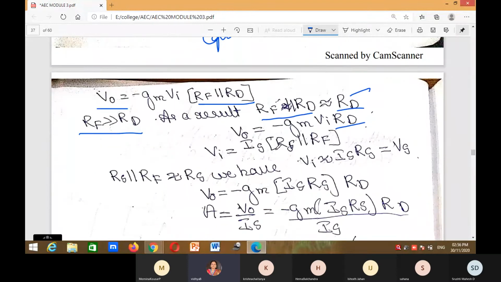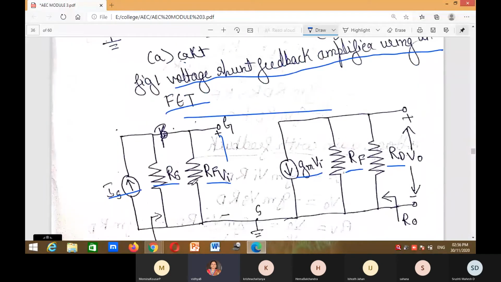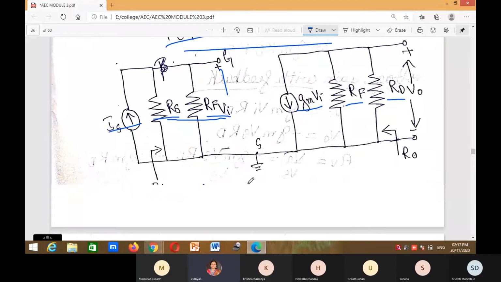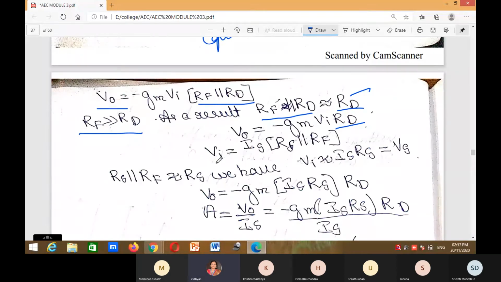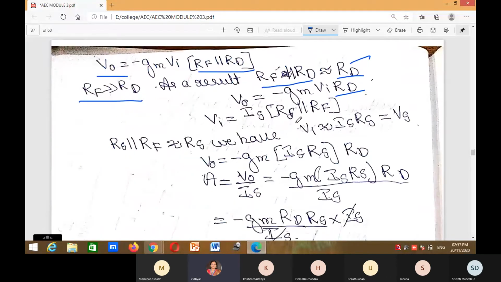Next, what can we write for Vi? Vi is equal to Is into Rs parallel Rf. Usually we write I into R, but by using the circuit diagram, we can write Vi is equal to Is into Rs parallel Rf. That is what we have written.